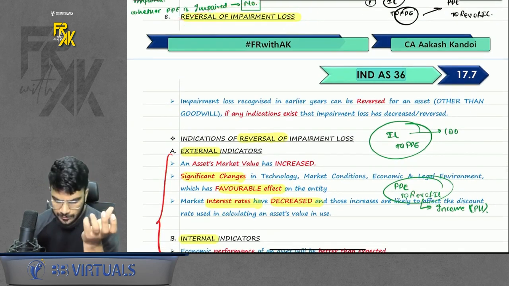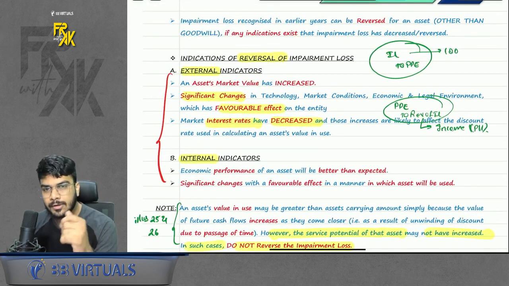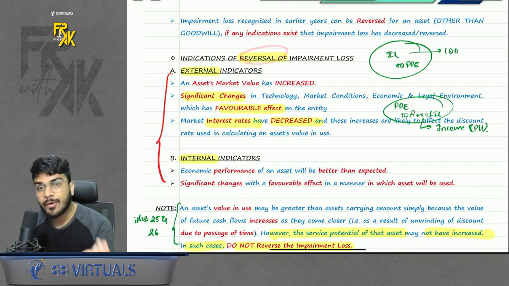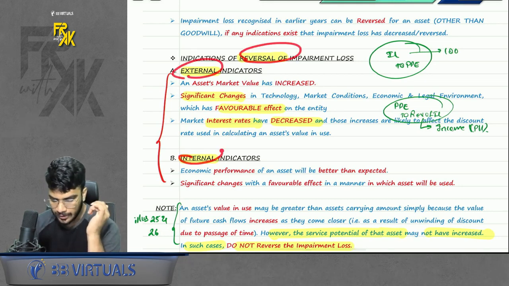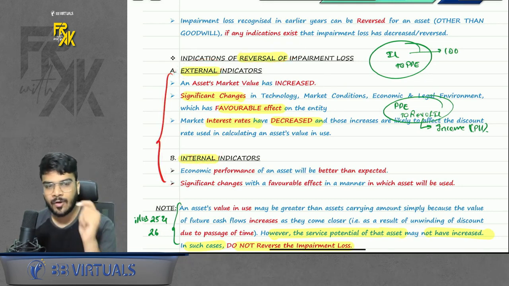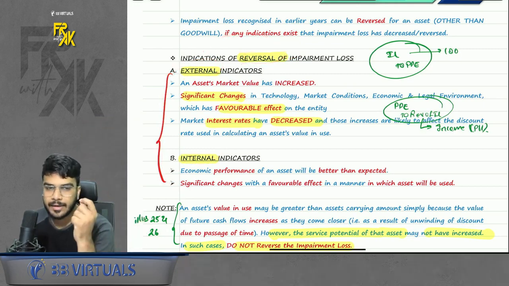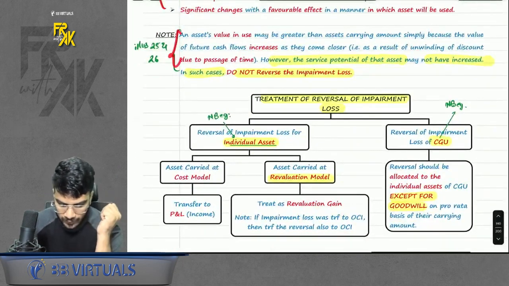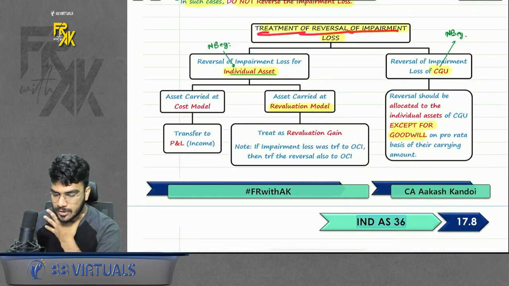Now, some theory points are given: when do we check for reversal? Like for impairment also, if we had indications, then we should check for impairment. Similarly for reversal also, if you have any indication of reversal, then only check for reversal, right? So indications for reversal can be again of two types, external and internal. These are the exact opposite of the indications of impairment. Okay, you can just give it a read. Okay, sir. This point, the one note is given. We will understand this with illustration 25-26. Don't worry.